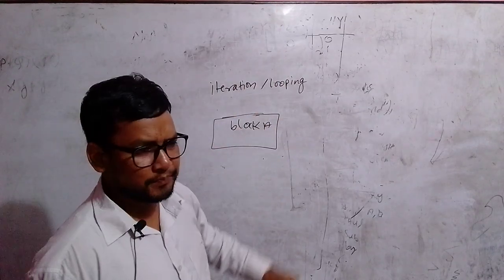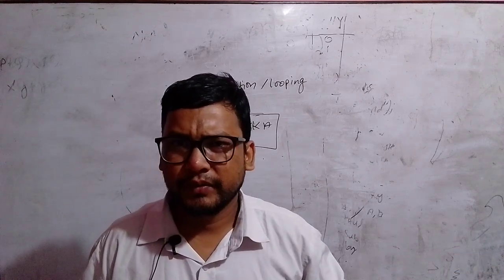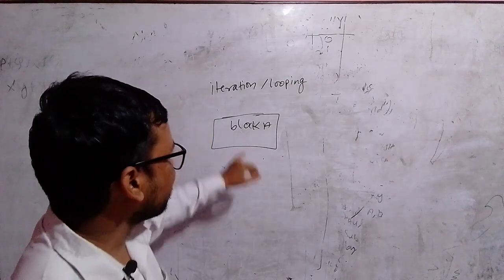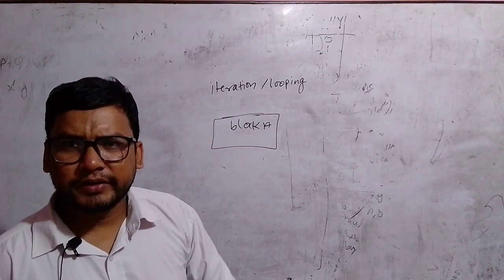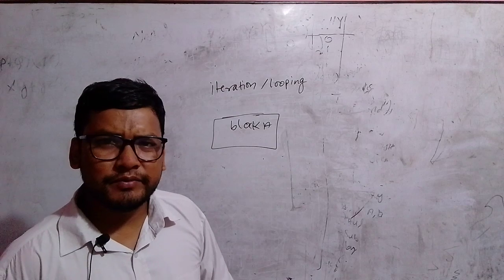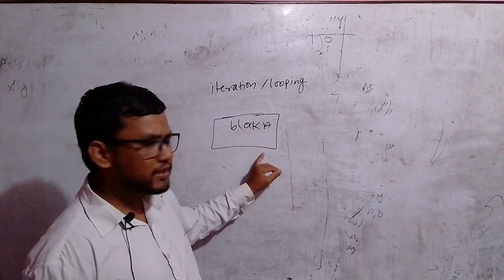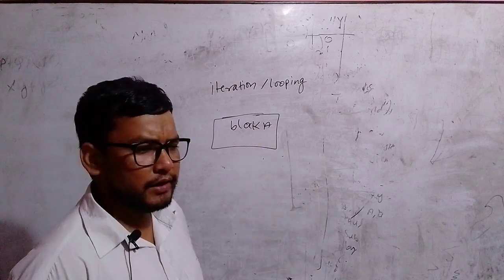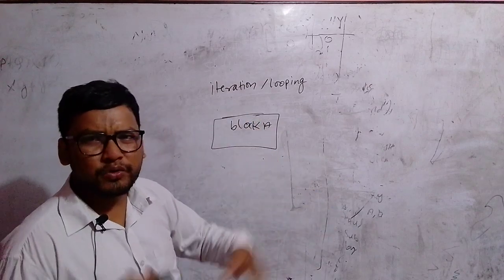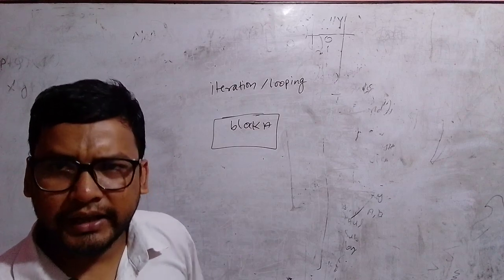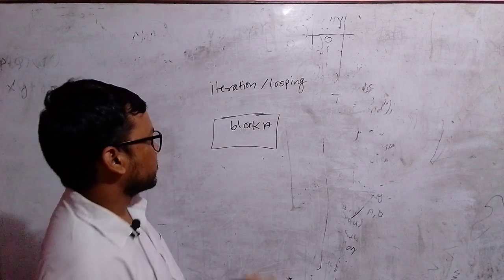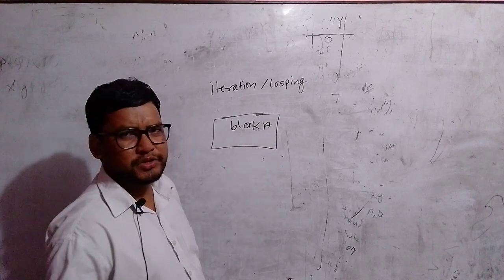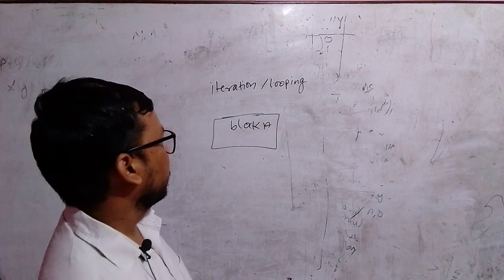Suppose we have a block A that contains a certain number of lines of code, and iterations and looping means repeating the same process again and again a number of times. How many times we give the computer the instructions to repeat, 5 times, 6 times, and so on. That means iterations or looping means to repeat certain things again and again. Suppose block A: if we instruct block A to execute 5 times, then that means looping and iterations.